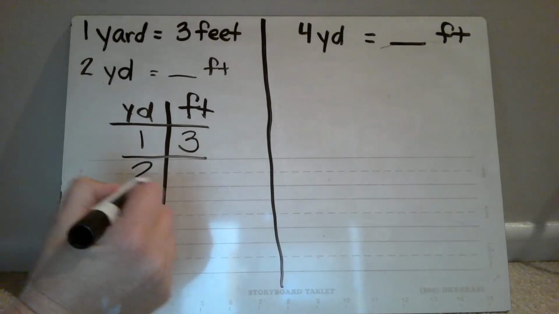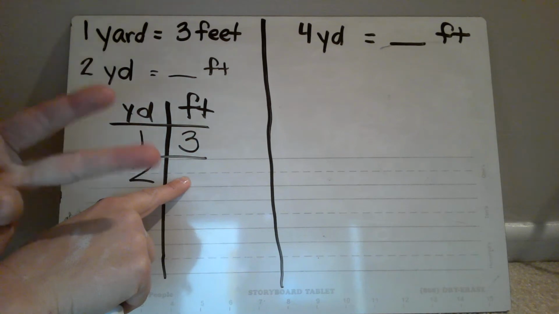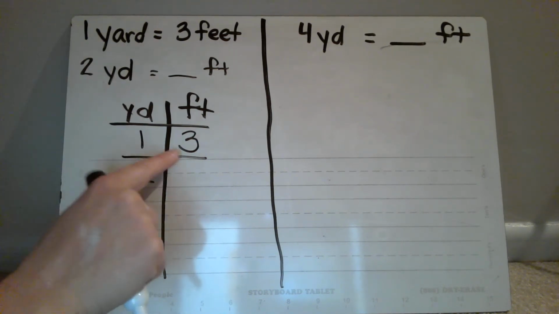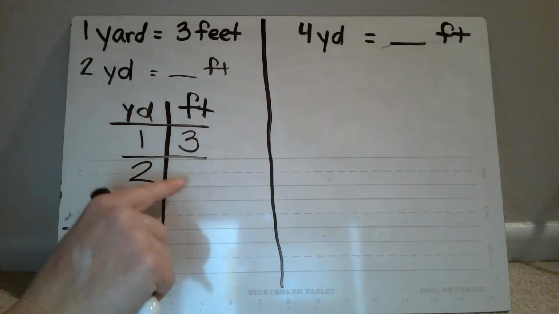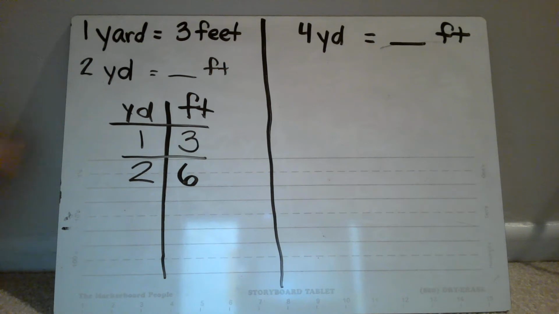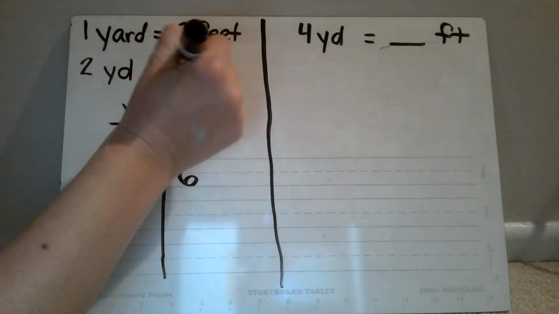So if I had 2 yards, that means I need to do 3 plus 3. I'm doing it 2 times. It's almost like doing 2 times 3. And I know that 3 plus 3 is 6. So that means that 2 yards is the same thing as 6 feet.